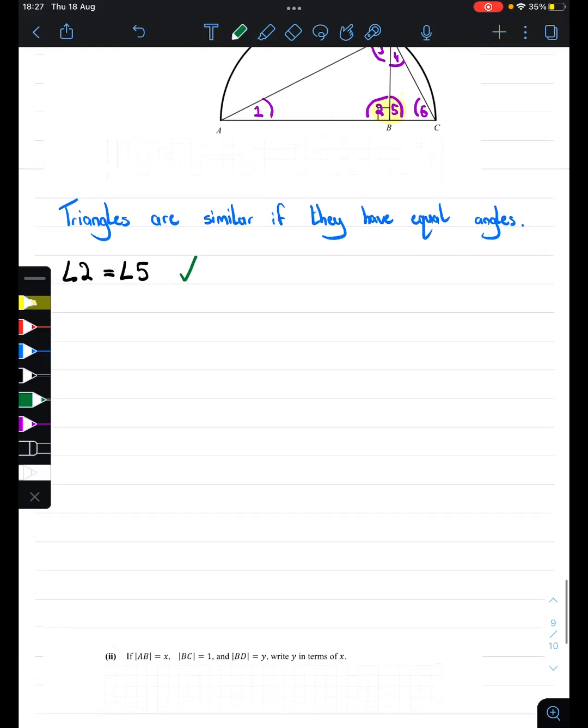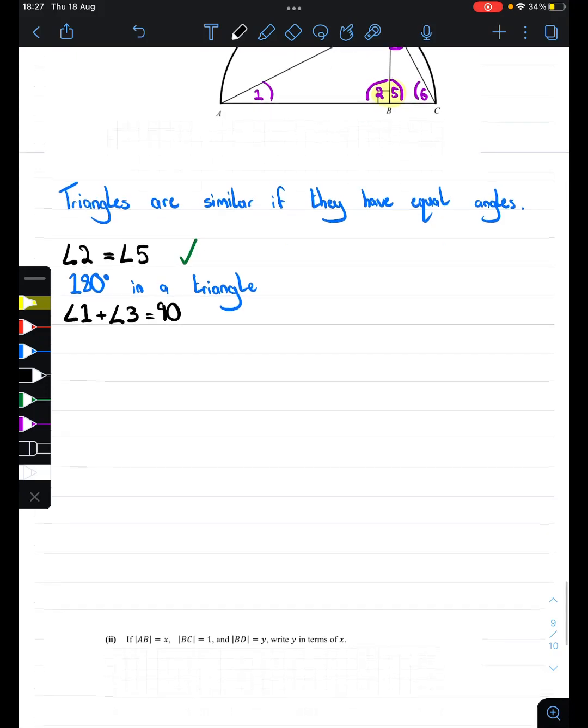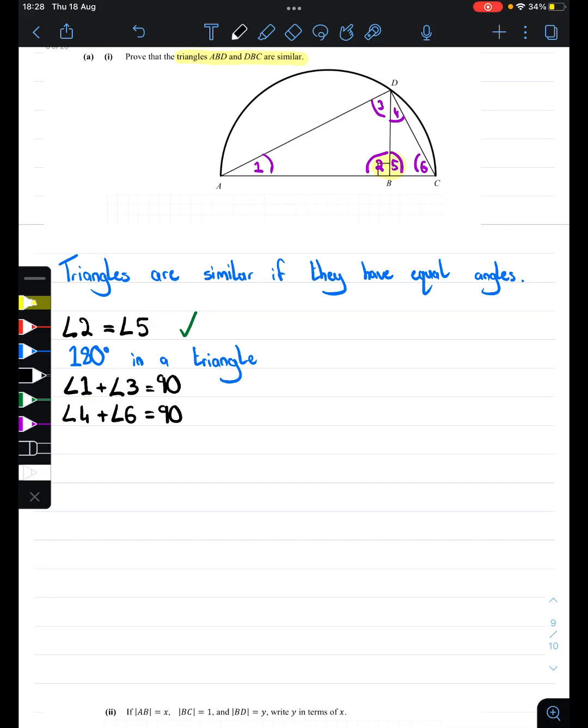So what do we know about the relationship between these angles? First of all, we know there is 180 degrees in a triangle. And so we can say that angle 1 plus angle 3 is equal to 90, because the other angle, angle 2, is a right angle. Similarly, angle 4 plus angle 6 is also 90 degrees. That doesn't seem to be enough information though.